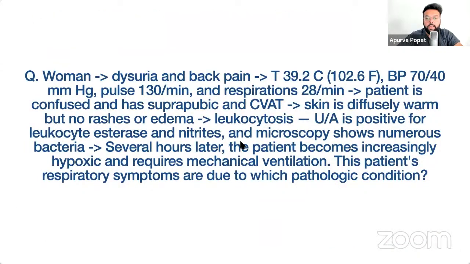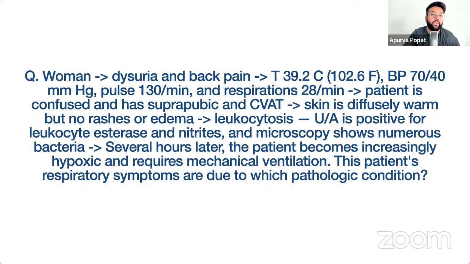Okay. A woman is having dysuria, back pain, and she's now having fever, hypotension, and costovertebral angle tenderness. Skin is warm. She's having leukocytosis. Why is she having costovertebral angle tenderness? Urinary tract infection. See, if it's just simple urinary tract infection, you won't get CVAT. If it is simple cystitis, you won't get CVAT. What is here? It's pyelonephritis, okay? If it's pyelonephritis, then and only then you will get costovertebral angle tenderness.